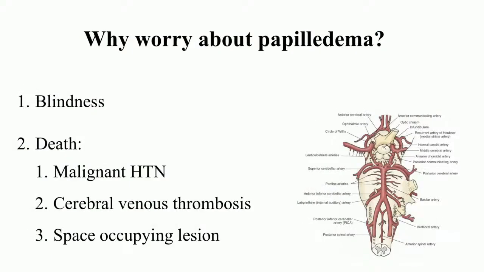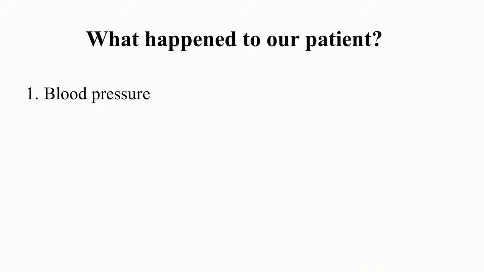The three things that we want to remember when we see a case that we think is papilledema: malignant hypertension may look like this, and it can cause a hemorrhagic stroke. We need to rule out cerebral venous thrombosis by a venogram study, and we need to rule out a space-occupying lesion with imaging of some sort. Space-occupying lesions that cause papilledema are dangerous because they can cause herniation of the medulla and cut off the vascular blood supply to the cardiorespiratory centers in the medulla, causing sudden death. So what happened to our patient?